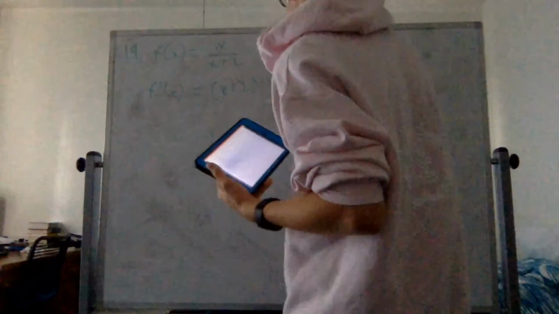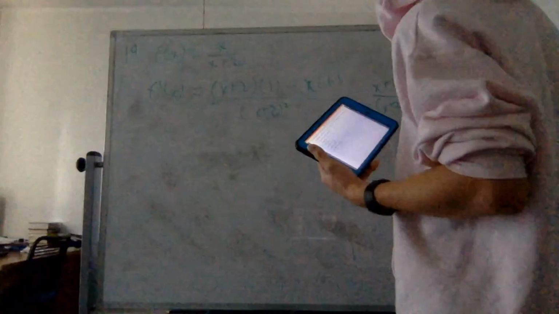So f prime of x, but we have a quotient rule here, right? So the derivative, it's low d high minus high d low over low squared, right? So it's low d high, right? X plus 2 times 1 minus high x d low, which is 1, over low squared, right? So this is also equal to x plus 2 minus x over x plus 2 squared, right?